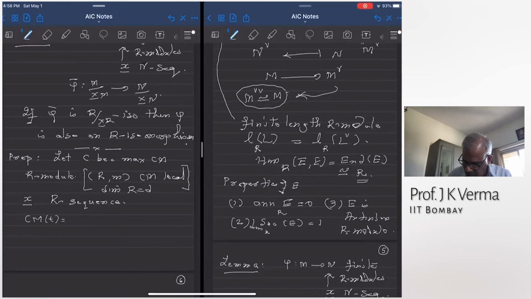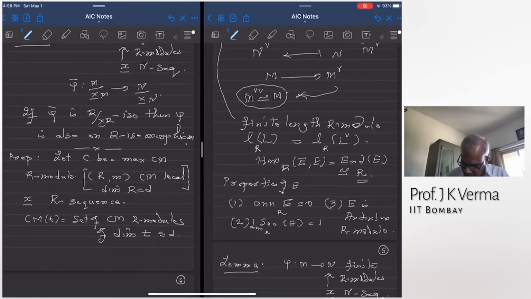So CM_t is the set of Cohen-Macaulay R-modules of dimension t. Since these are modules over R and R has dimension d, t is less than or equal to d, because it's the dimension of R over the annihilator. So CM_t is the class of all Cohen-Macaulay modules of dimension t.